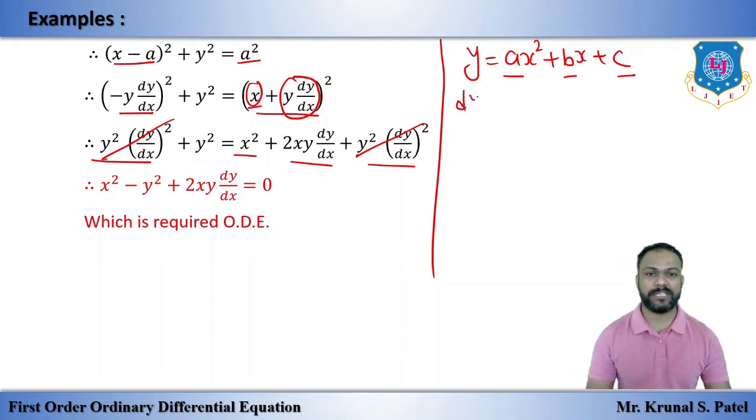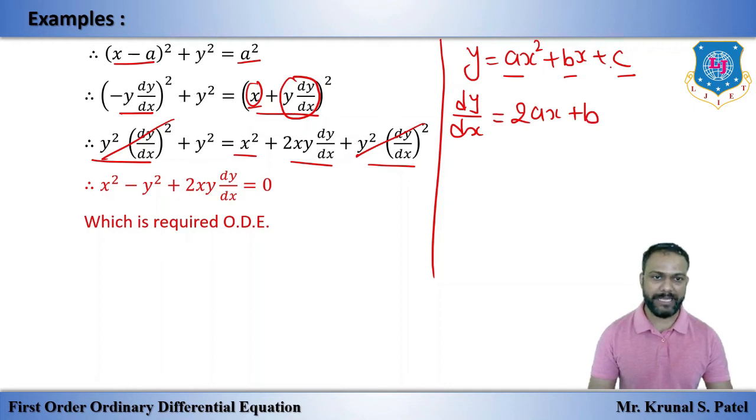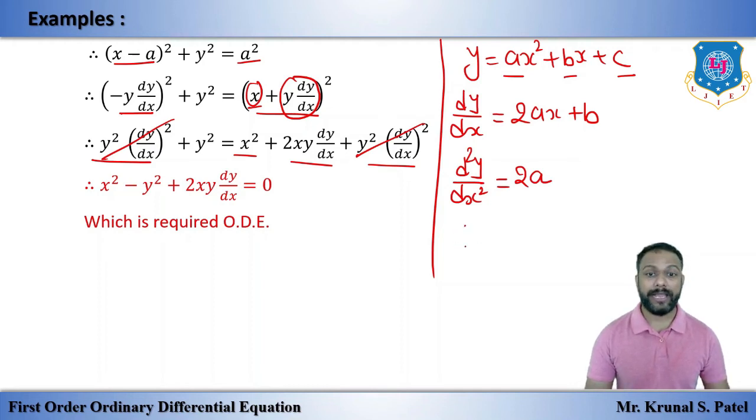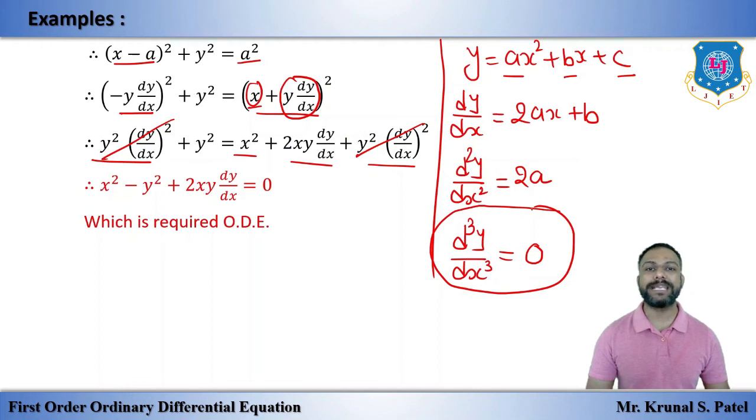So first we will differentiate with respect to x, so dy by dx is equal to 2ax plus b, differentiation of bx is b and differentiation of c is 0. Now again differentiate with respect to x, d square y by dx square is equal to 2a, differentiation of x is 1 and differentiation of b is 0. Again differentiate with respect to x, because we have to differentiate 3 times as we have 3 arbitrary constants, and finally differentiation of 2a is 0. So this is our required ODE for this y.